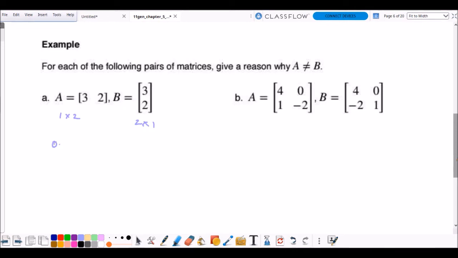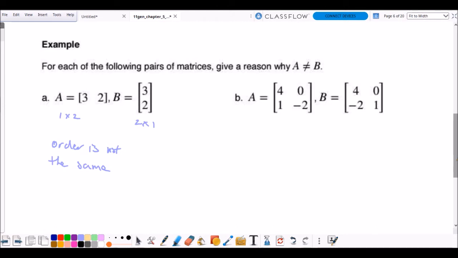So what do you just say? Order is not the same. That means you can't add them together, and they're not exactly the same matrix. The question is saying, give reasons why they don't equal each other, why they're not the same. So B, why are these ones not the same?